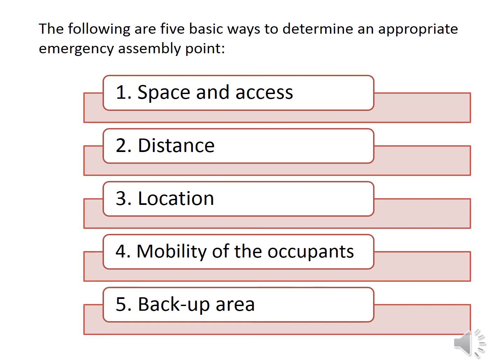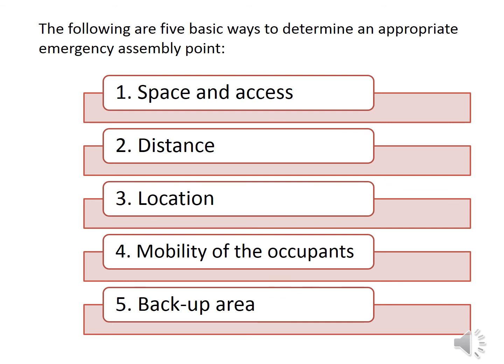Fourth, mobility of the occupants. It is important to consider the type of people to be evacuated, for example, disabled occupants or workers with mobility issues. During an emergency, consider their capabilities when expected to travel and how they will gain access to the emergency assembly point. Fifth, backup area. It is paramount to have a backup assembly point in the event that the main emergency assembly point is not available during a certain situation.